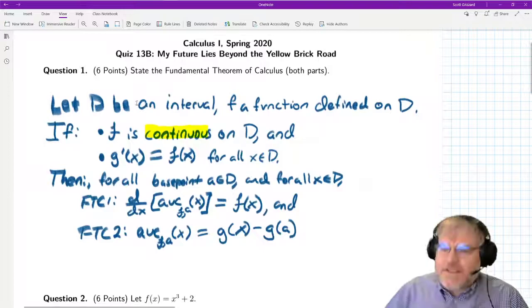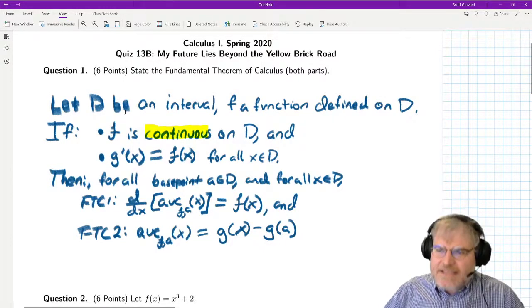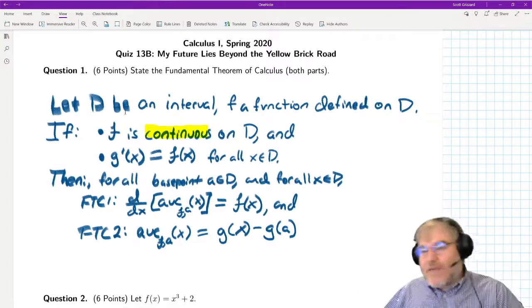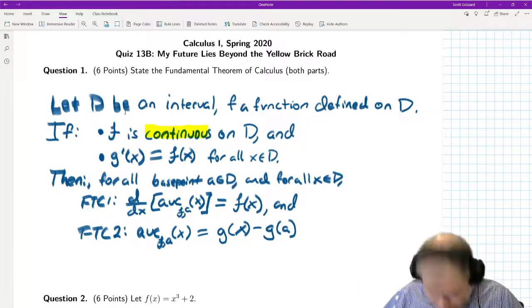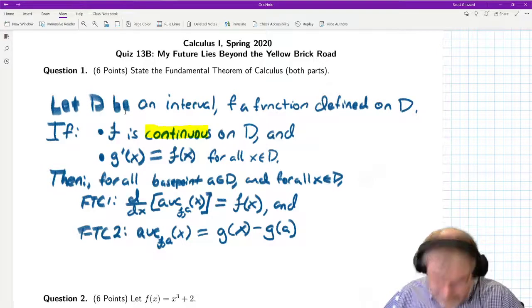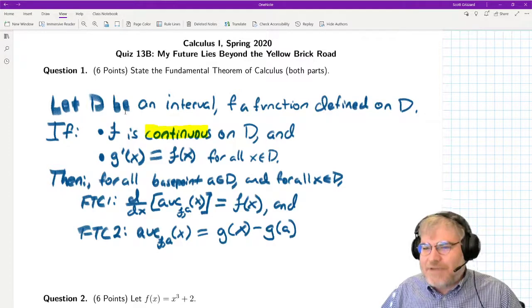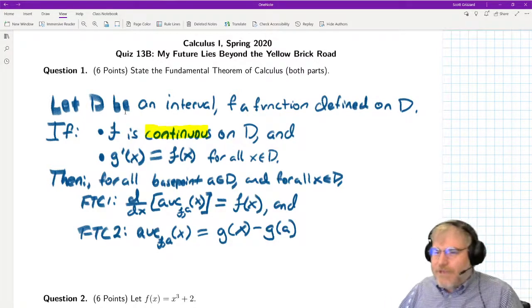The first one, state the fundamental theorem of calculus. As I said, this is going to be on every quiz until we're done. And a lot of people said, oh, that's the thing I remembered from the last class. Really? That's the thing you remember? Yes, this will be on every quiz. You guarantee it on the test.